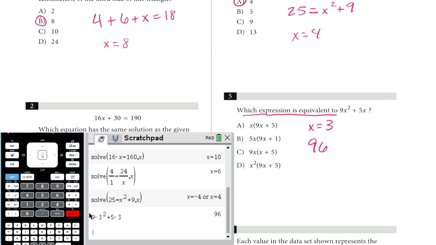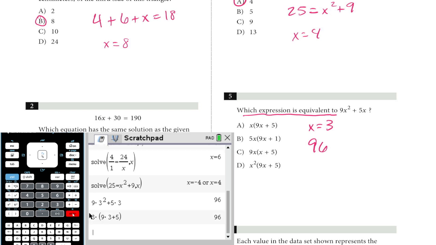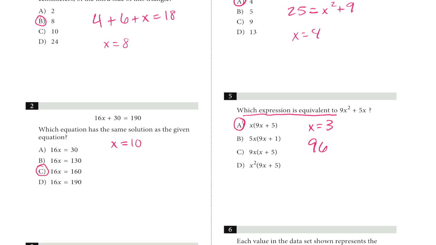So I'm going to do 3 parentheses 9 times 3 plus 5, not minus 5, plus 5. Enter. So we get 96. The answer is A. So sometimes this actually works out and we don't have to guess and check that much.